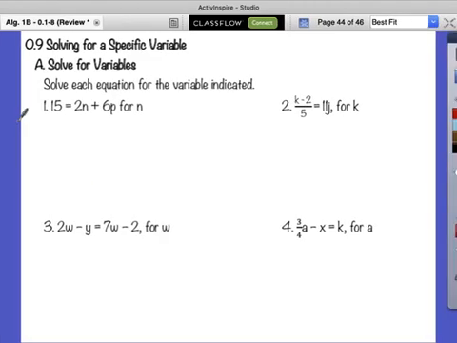All right. Algebra 1B on Wednesdays. We wear pink. Okay. Yeah.